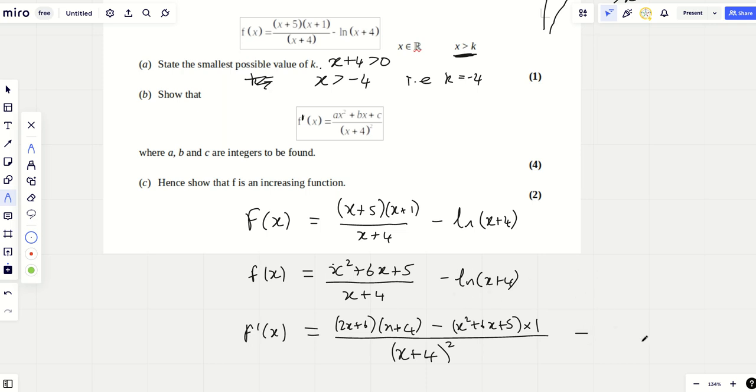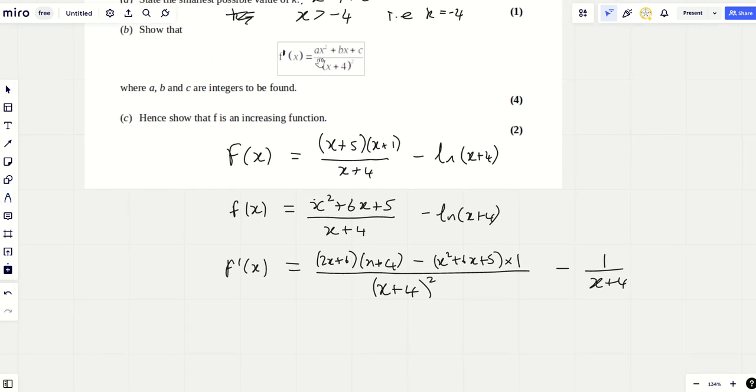And then don't forget to differentiate the natural log. That's going to go to 1 over x plus 4, because we differentiate inside the function, we get 1. Then we differentiate ln of stuff, well, that's 1 over the stuff. Okay, now all we've got to do is put it in their format.